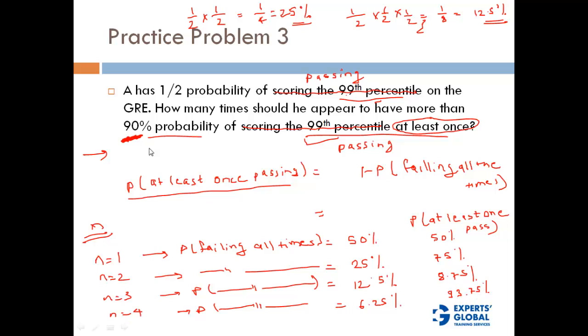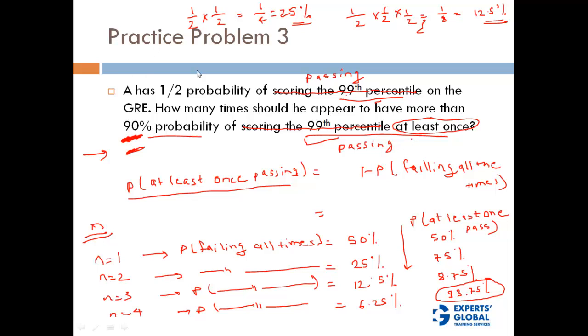And what do we need? We need more than 90% probability. So as n increases, we see that his probability of passing at least once is increasing, but we want to make sure that he has more than 90% probability. So you will have to wait till the fourth pass for this probability to be more than 90%. So here the answer is, he will have to take the test 4 times in order to make sure that he has 90% probability of passing at least once.